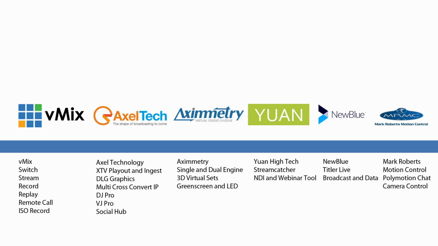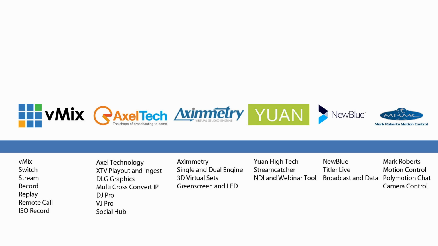Multi-cross convert is an IP conversion application. So if you need to convert any form of IP video to any other form of IP video in a live production scenario, that can be all built into a turnkey Switchblade system. DJ Pro and VJ Pro are audio-based products for doing radio production. So if you need to create your own radio station or visual radio, they've got applications for that.